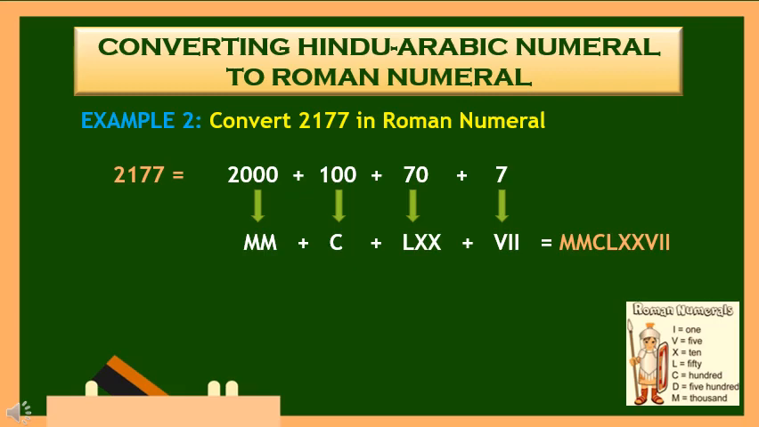Now we will write all these together as MMCLXXVII. So Roman numeral for 2177 is MMCLXXVII.